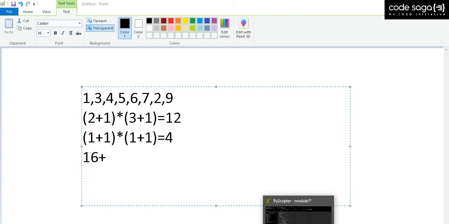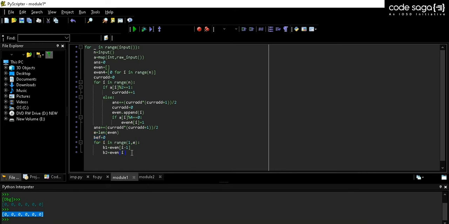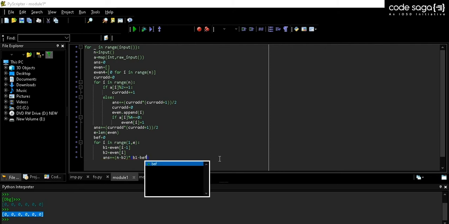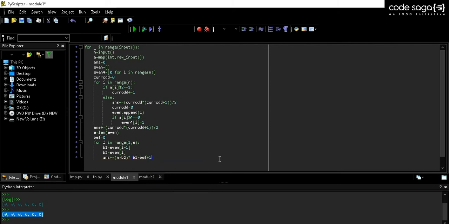Now how do we code this? I have declared here even of I plus 1. So first we'll add to the answer plus equal to n minus b2, that is the number of elements after that. So we'll always take it to the end when we're considering after, but when we're considering before, we have to keep in consideration the even number before that. So this would be the number of elements before that.